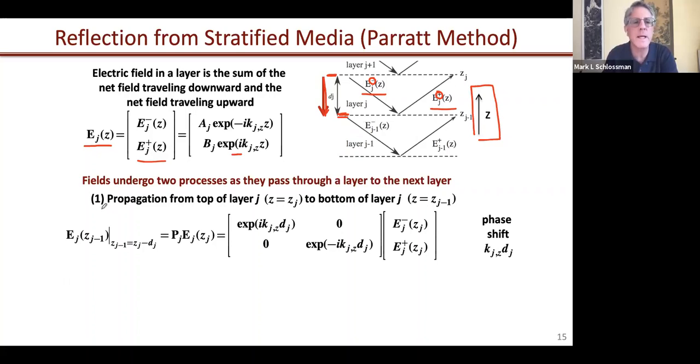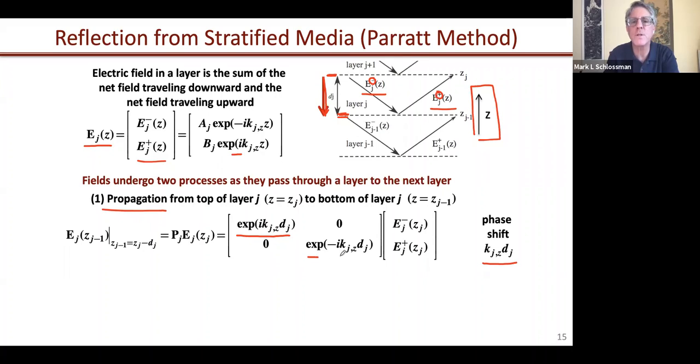That's what I'm indicating here, this propagation. We're just following the Z components because it's only the Z behavior that's important, just as it was in the earlier lecture. The only thing that happens when the field goes from the top to the bottom is a phase shift of the Z component of the wave vector times the distance it travels, this K_z times d_j. This represents the phase shift of the wave that's going down.